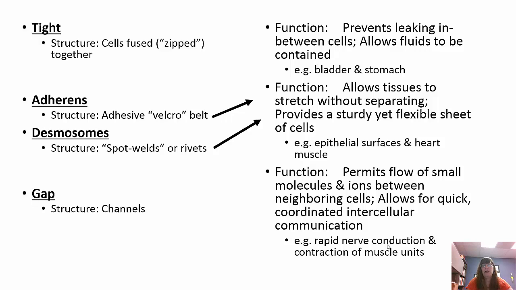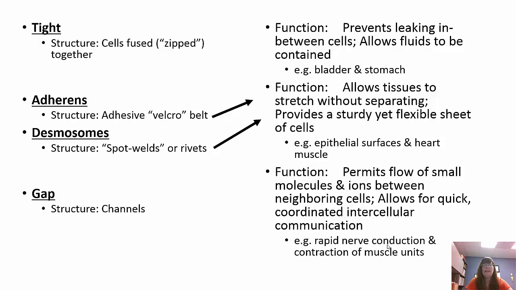A lot of the digestive tract will have tight junctions because if you think about it, the digestive tract has a lot of digestive juices and the stomach is highly acidic, and you do not want that acidity getting out into other organs because if it does, it will actually digest the other organs. So these tight junctions in the stomach prevent that fluid from leaking out.